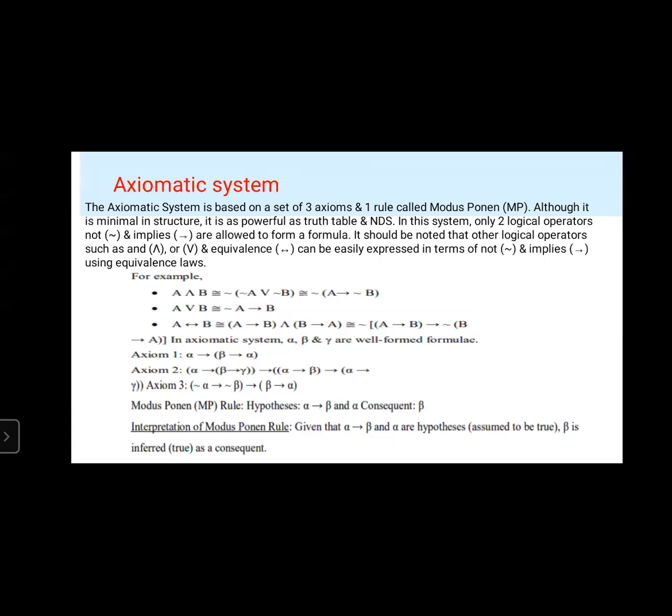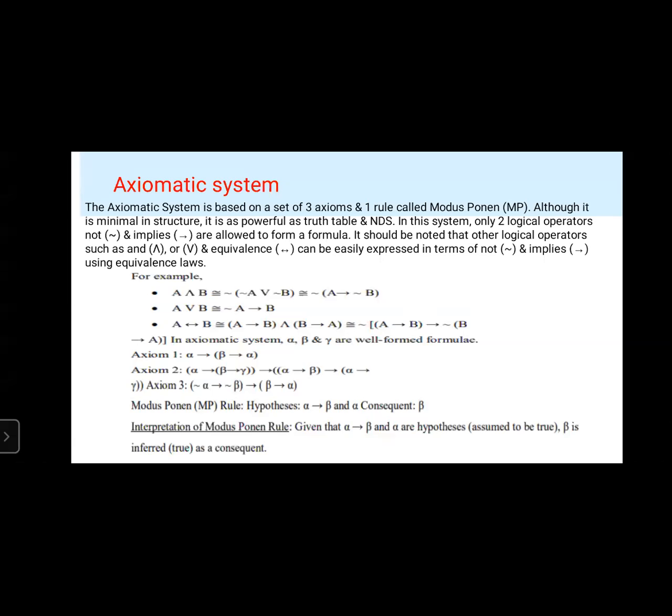In the axiomatic system, alpha, beta, and gamma are well-formed formulas. Here axiom 1 is alpha implies (beta implies alpha). Axiom 2 is (alpha implies (beta implies gamma)) implies ((alpha implies beta) implies (alpha implies gamma)). Next, axiom 3 is (negation alpha implies negation beta) implies (beta implies alpha).